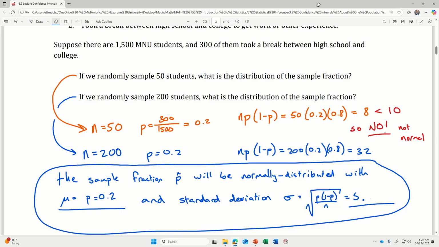So let's try that. That's 0.2 times 0.8 divided by 200. And then I need to take the square root of that number. So this time my calculator is telling me 0.02828. Okay.